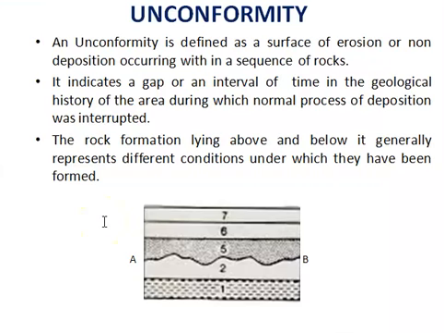An unconformity is defined as a surface of erosion or non-deposition occurring within a sequence of rocks. It indicates a gap or an interval of time in the geological history of the area during which the normal process of deposition was interrupted. Means it is a plane that represents a time gap during which no deposition of sediments takes place but only erosion occurs.